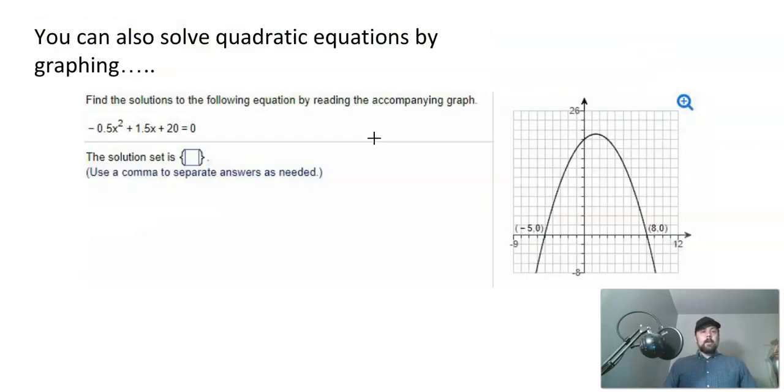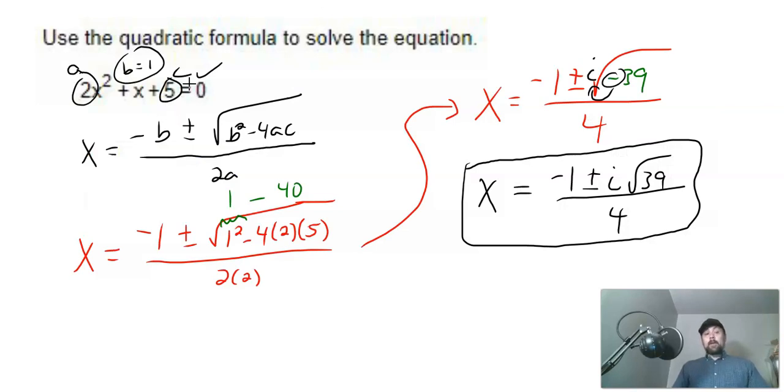All right. You can also solve quadratic equations by graphing, but to do this, especially with some of the problems that you might come across, you would need to use technology. So having a graphing calculator is the ideal way to use graphing to solve these. And this method only works if the solutions are real numbers. So we could not solve this problem by graphing because the solutions are imaginary, so they would not show up in the graph.